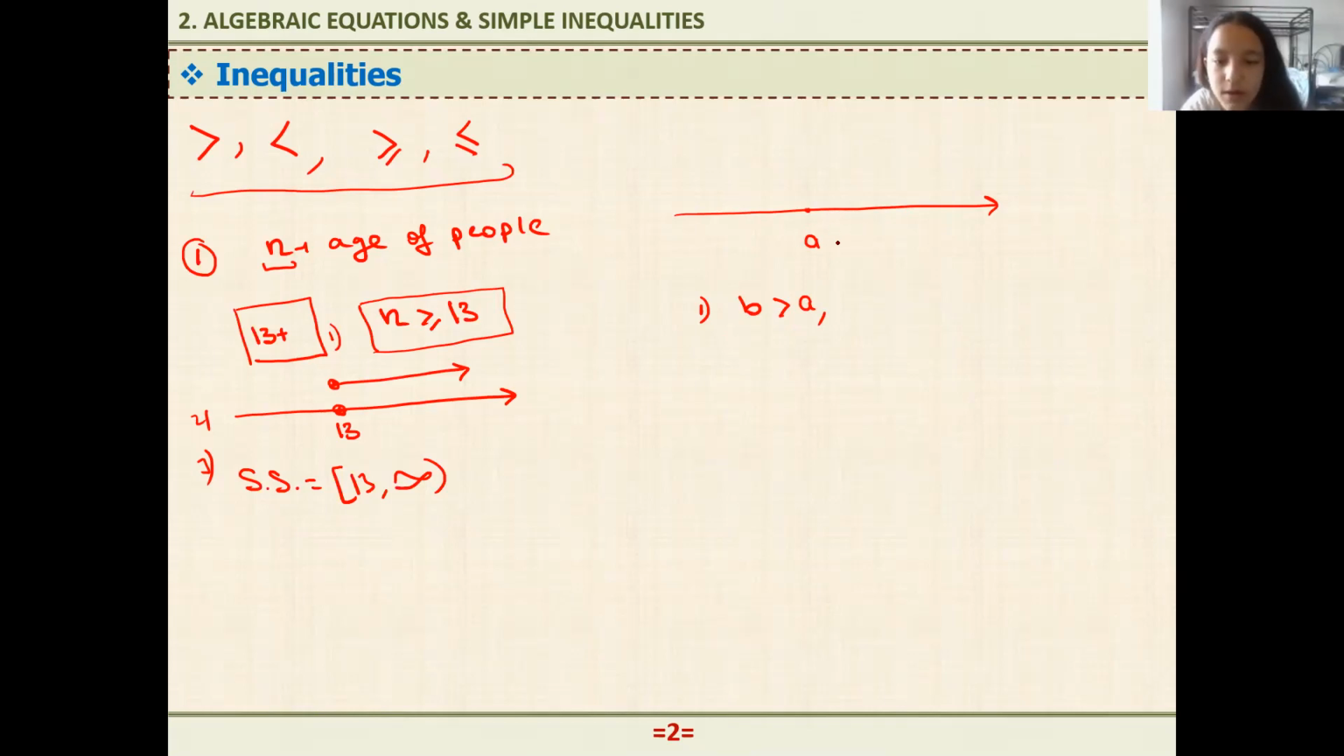Because any number to the right of A is greater than A, B means it is somewhere here. Now, if I give you another number, how about this? C is less than A. So where can I place this C?